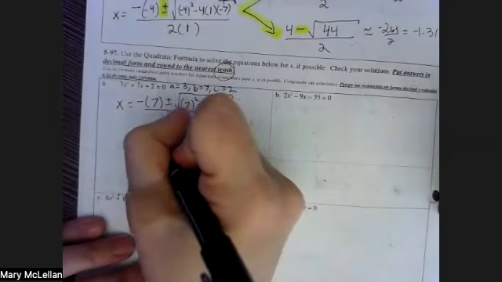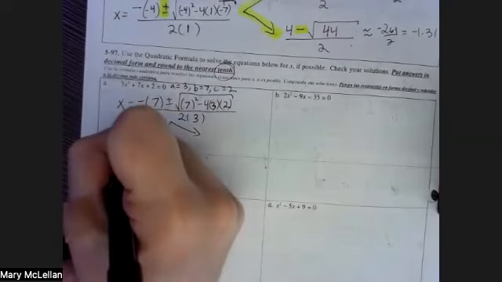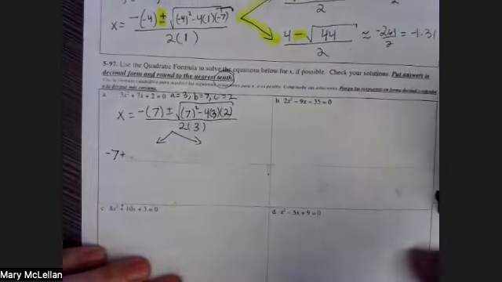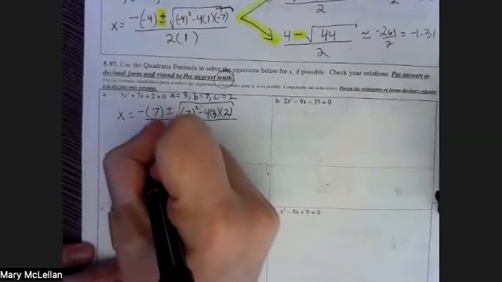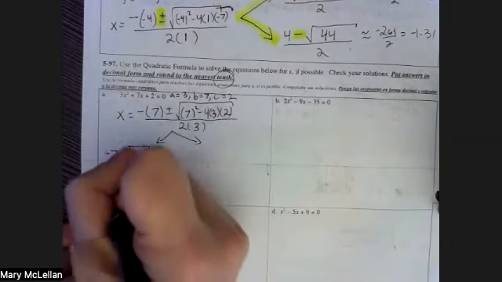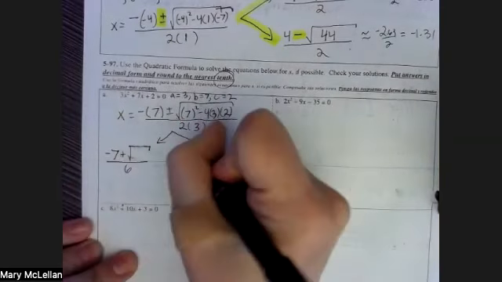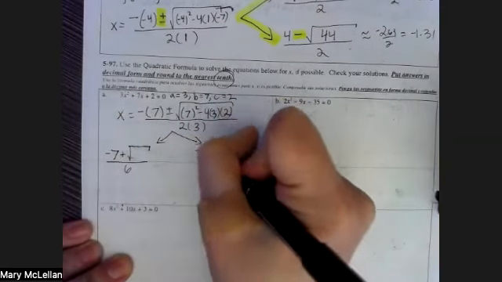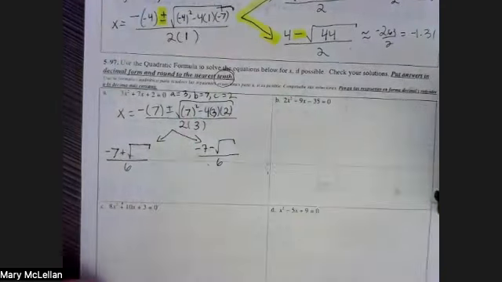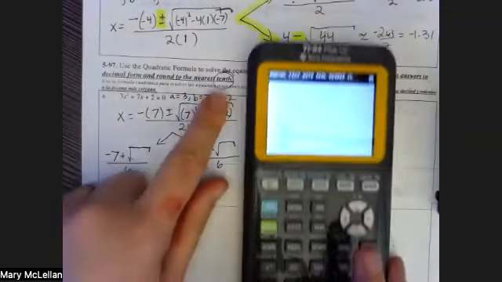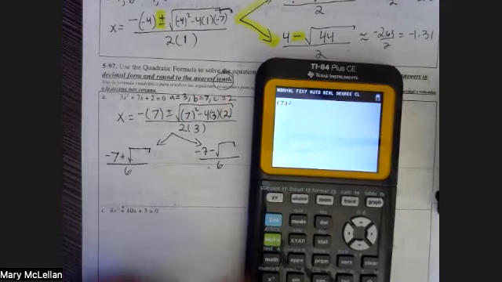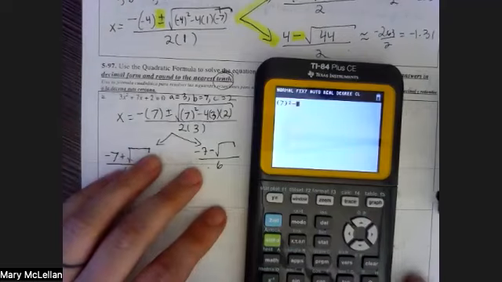Okay, so this becomes 2 separate equations. I have negative 7 plus the square root of, I'm going to do that on my calculator in just a minute, all over 2 times 3 is 6, or negative 7 minus the square root, I'm going to do that on my calculator in just a second, all over 2 times 3 is 6. Okay, here we go. I'm going to be really careful to use my parentheses. So I have 7 squared, putting the 7 in parentheses. I just like to do the same thing every time.